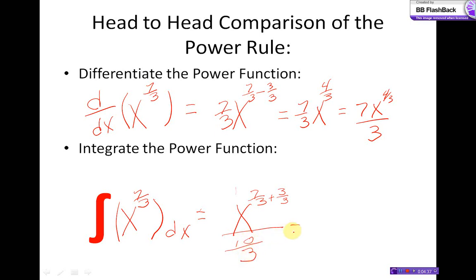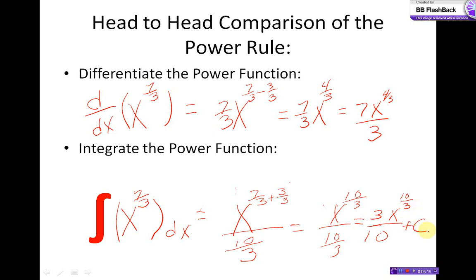Now we can clean this up, and the top could be x to the 10/3, and that's over 10/3, and then we can clean that up even further, and we can invert and multiply. So that's going to be 3/10 x to the 10/3. We can bring that over, and that's plus c.